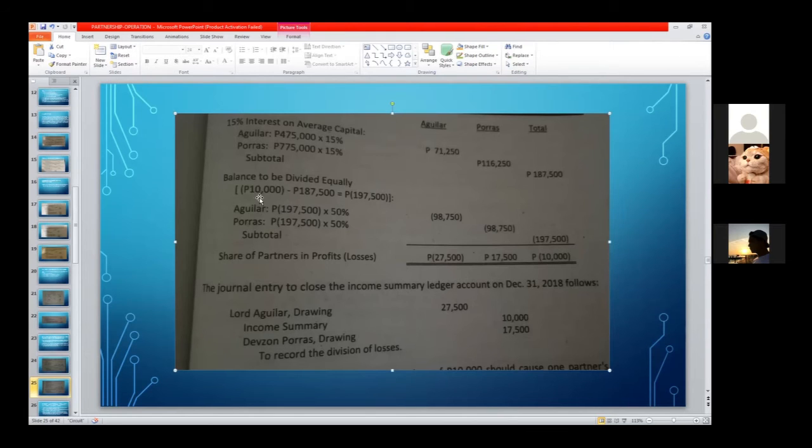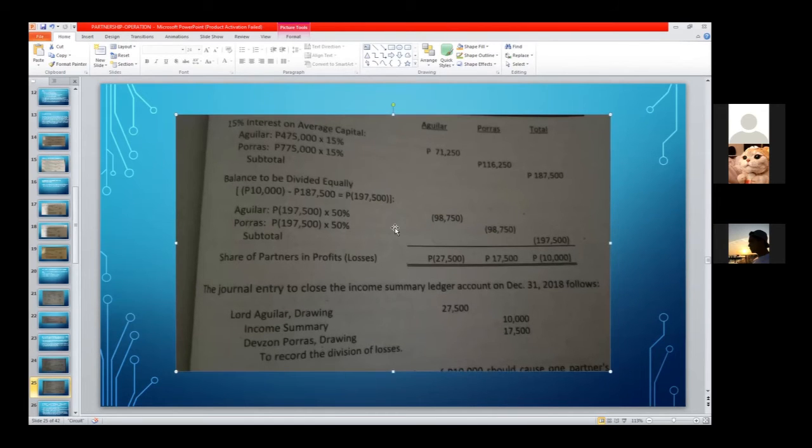Pero loss siya ngayon. So kaya ibawas niyo yung loss dito or idagdag na lang ngayon, no? Kaya naging ang paghatiin nila is 197,500. Negative yan kasi loss. Ito, negative 10,000 kasi loss yan. So kaya negative 10,000 minus 187,500, lalabas na itong 197,500 na paghahatian nila. Yan. So kaya times 50% nyo para divided equally. And then i-total nyo na. O diba? Nag-iba naman yung entry nila.